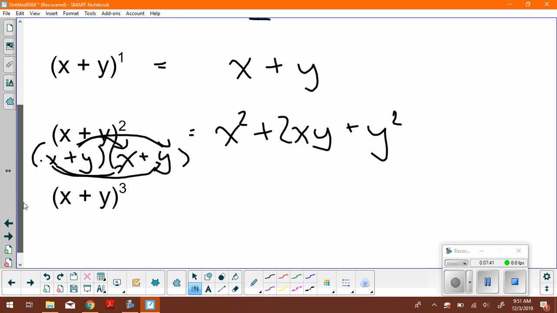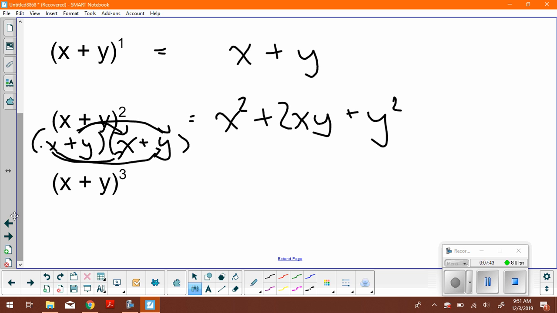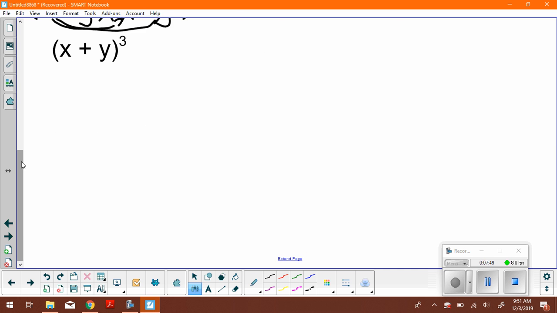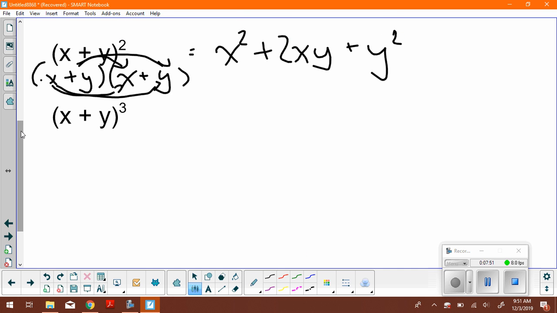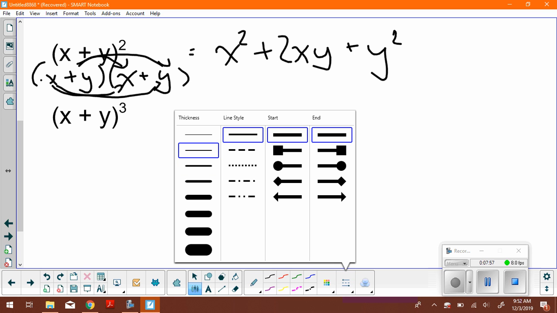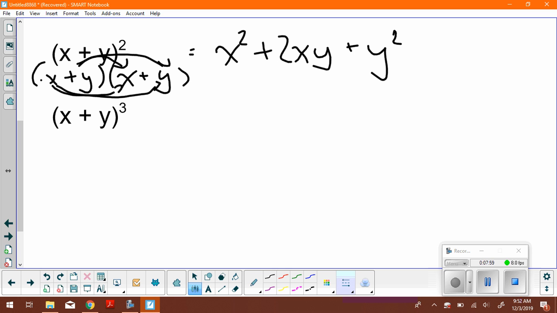The last one is x plus y to the power of 3. So this one's going to take a little bit of work. I'm going to write down the brackets, and we'll do it on the side here. Again, just a reminder to whoever's watching the video, please feel free to pause, rewind as you need to make sure everyone gets the notes down. So this means I have x plus y, and I have it 3 times.